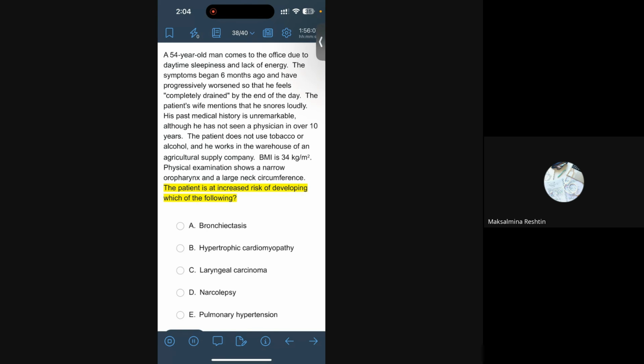Diagnosis. Very easy question. OSA, obstructive sleep apnea. 54, daytime sleepiness, lack of energy, progressive, completely drained by the end of the day, works in a warehouse, BMI is 34, narrow oropharynx, large neck circumference, obstructive sleep apnea.